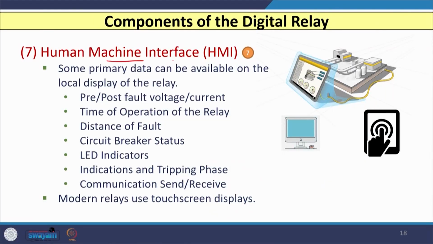The last unit of the components of a digital or numerical relay is the human machine interface, also known as HMI. You can see that some of the primary data that can be available on the local display of the relay are post-fault current and voltage, even pre-fault also, time of operation of the relay, distance to fault, status of circuit breakers, and status of some indicators, whether you have received some communication from the other end or not. So, the status of that is also there.